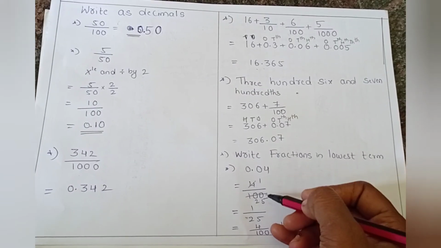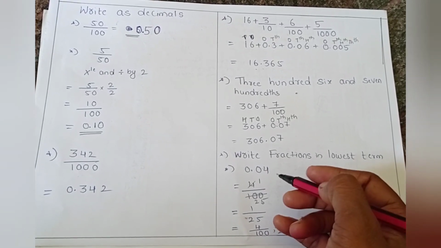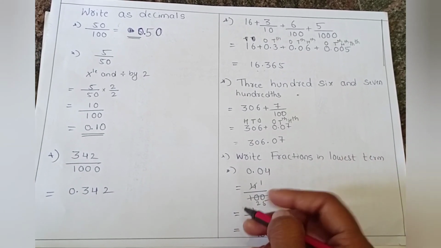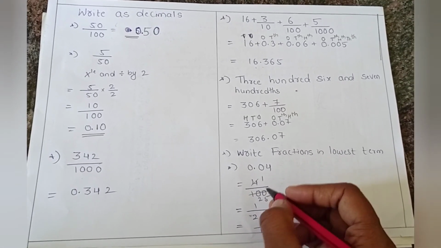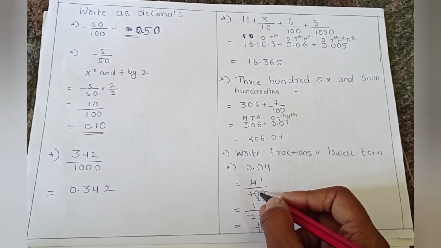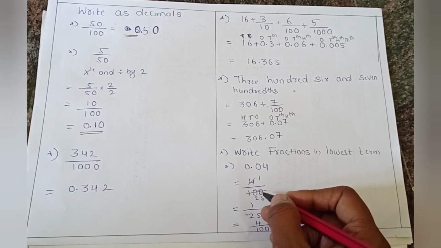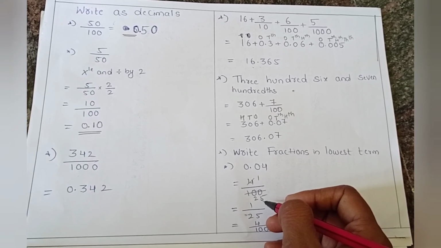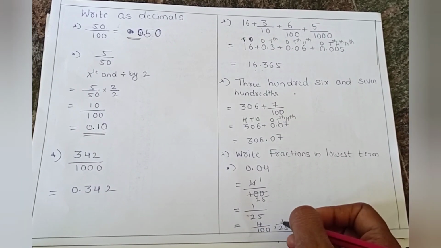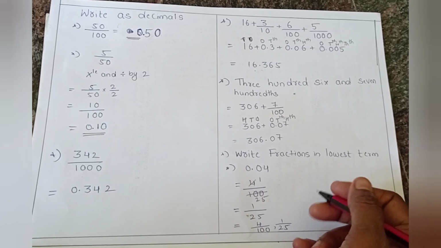Now this fraction we can divide using the 4's table, right? 4 ones are 4, 4 twos are 8. The 2 will come this side. Now this number becomes 20. So 4 5s are 20. Okay. So 1 by 25, this is the lowest term of the fraction.